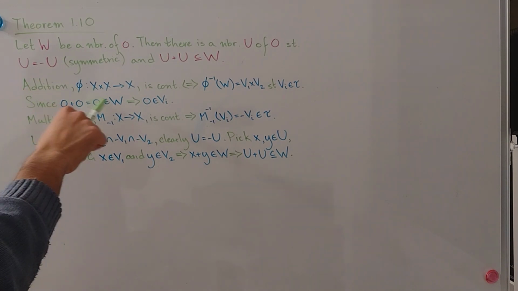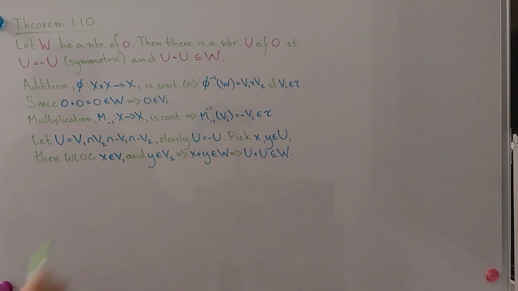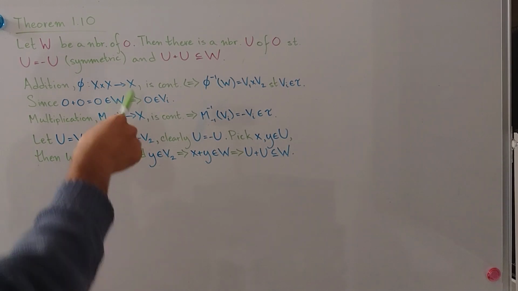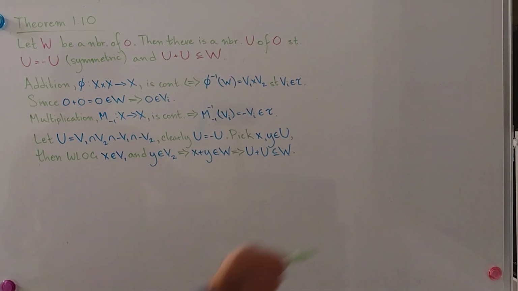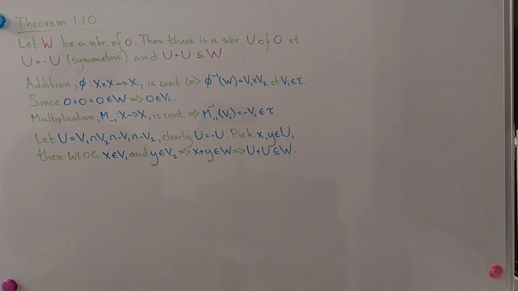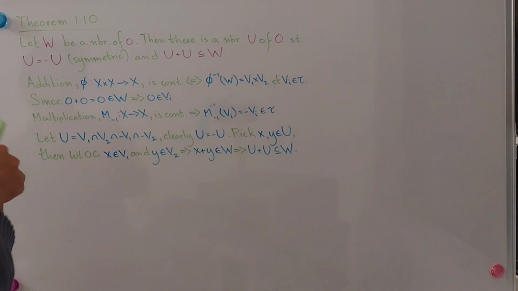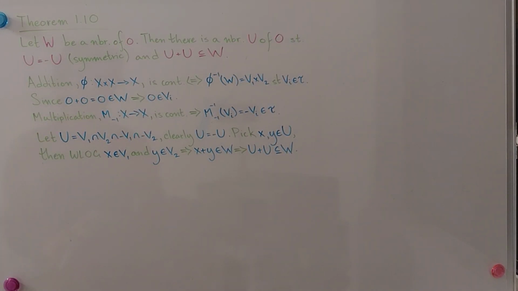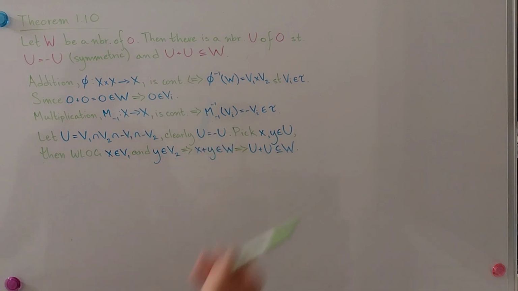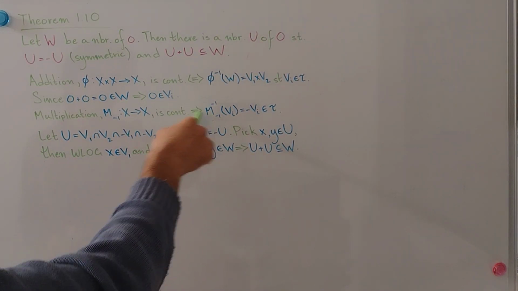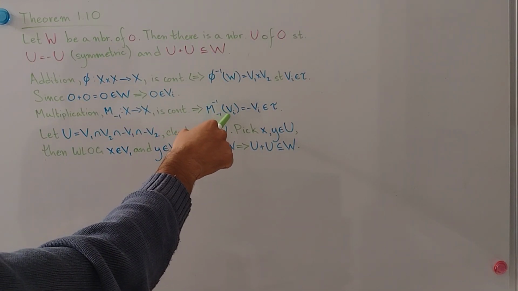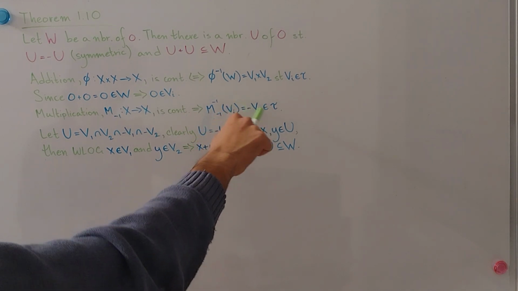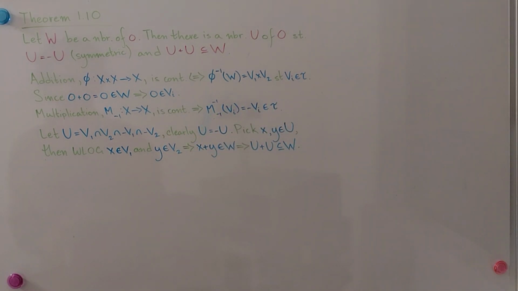And since 0 plus 0 is inside of W, by definition, then 0 must be inside of these sets here, right? Because these are all possible ways to add vectors such that we get an element in W. Okay, multiplication is continuous, and so if we look at the preimage of any of these open sets, it'll itself also be open. And so if we specifically look at scalar multiplication by -1, then we'll say that -Vi is equal to Vi, and this is an element of the topology.